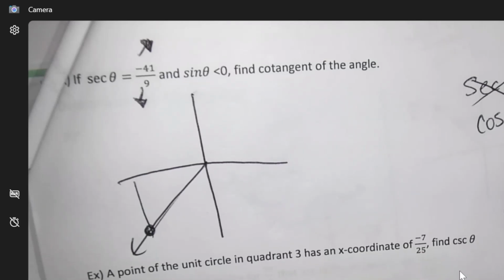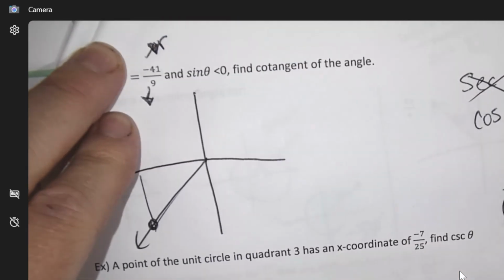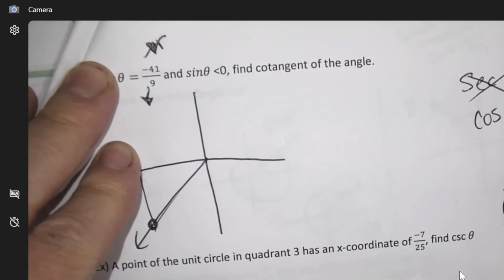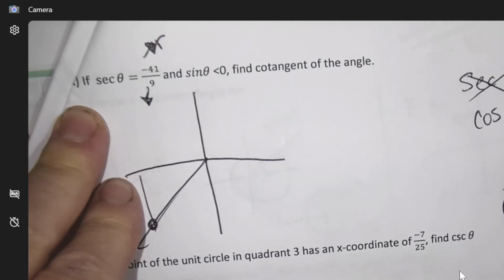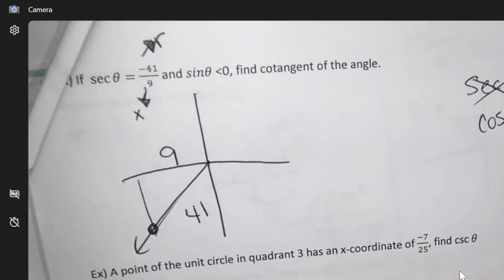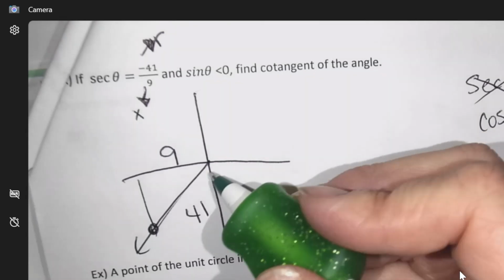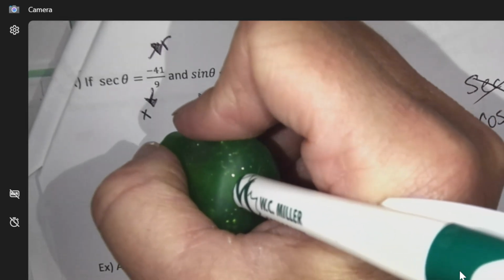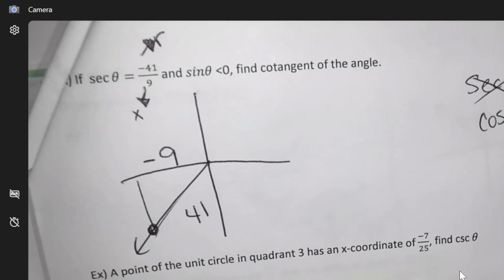Okay, secant. So do you know which letter is the 41 going to belong to? Which letter is the 9 going to belong to? R. And which one are you going to pick? X. R and X. We always know this side is positive. There's the negative on the 9, which is why I had a negative fraction, because one of those was negative. It wasn't the 41 though.